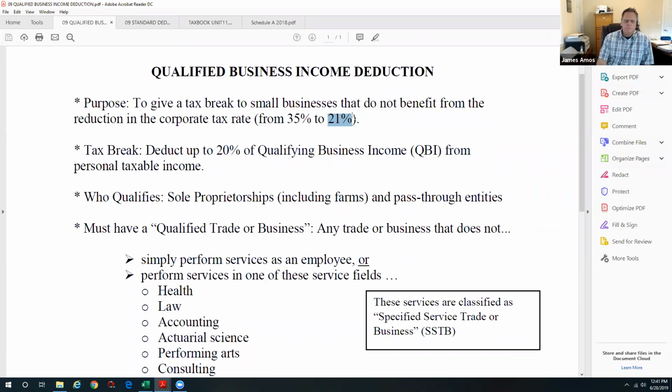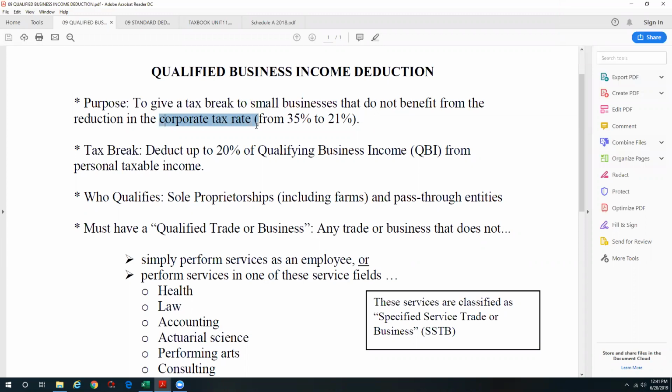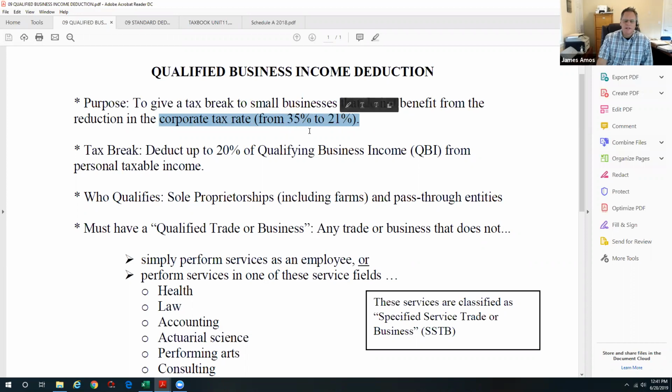Yes. But when somebody's self-employed, do they report their income on their personal income tax return or on a corporate tax return? Personal. If they're reporting it on their personal income tax return, are they using corporate tax rates or personal tax rates? Personal. So they are not getting the benefit of this corporate tax rate cut, right? So this was an attempt to give a tax break to small businesses that are not benefiting from that. That's the point of this qualified business income deduction.